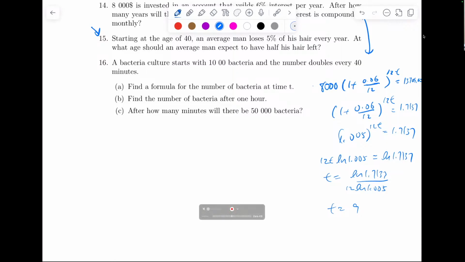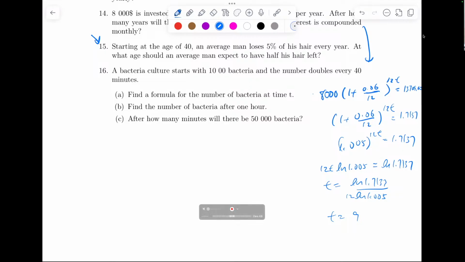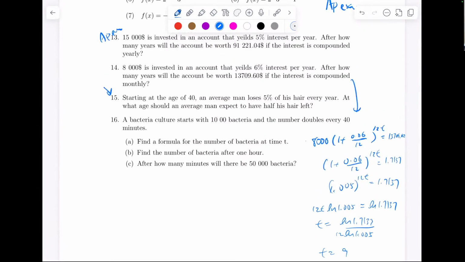Okay, question 15. I'll just type in ln of 1.7133 divided by 12 times ln of 1.005. So far, does everybody get it? Yes. Nicholas, you get it? You sure? Yeah. Okay.